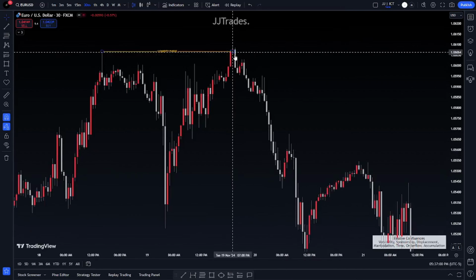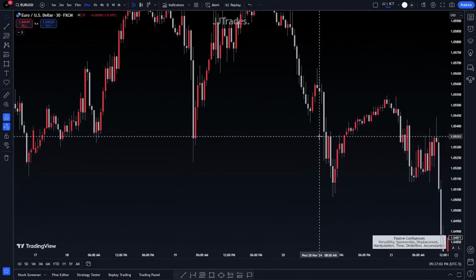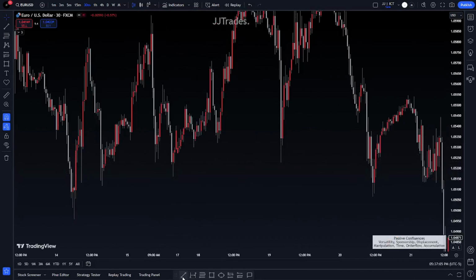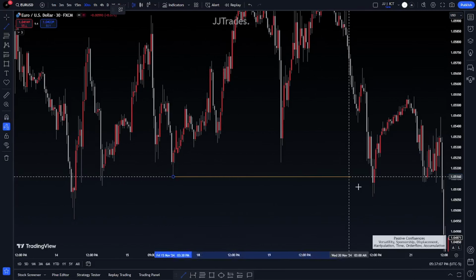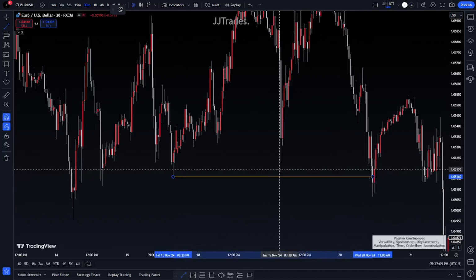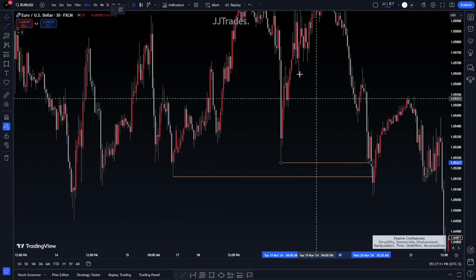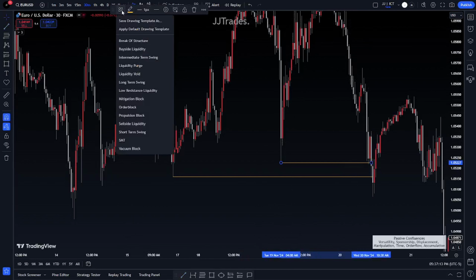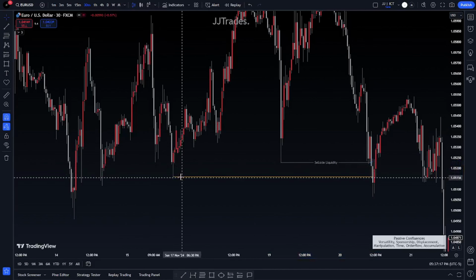Price comes down. Ooh. It purges these lows here, so it's showing that it wants to go lower by purging these lows, or having a run on these lows. It purges the highs, then it has a run on these lows. Do I have a liquidity run tool? Wait a second. I don't. That's very surprising. I'll just set it as sell side liquidity then.